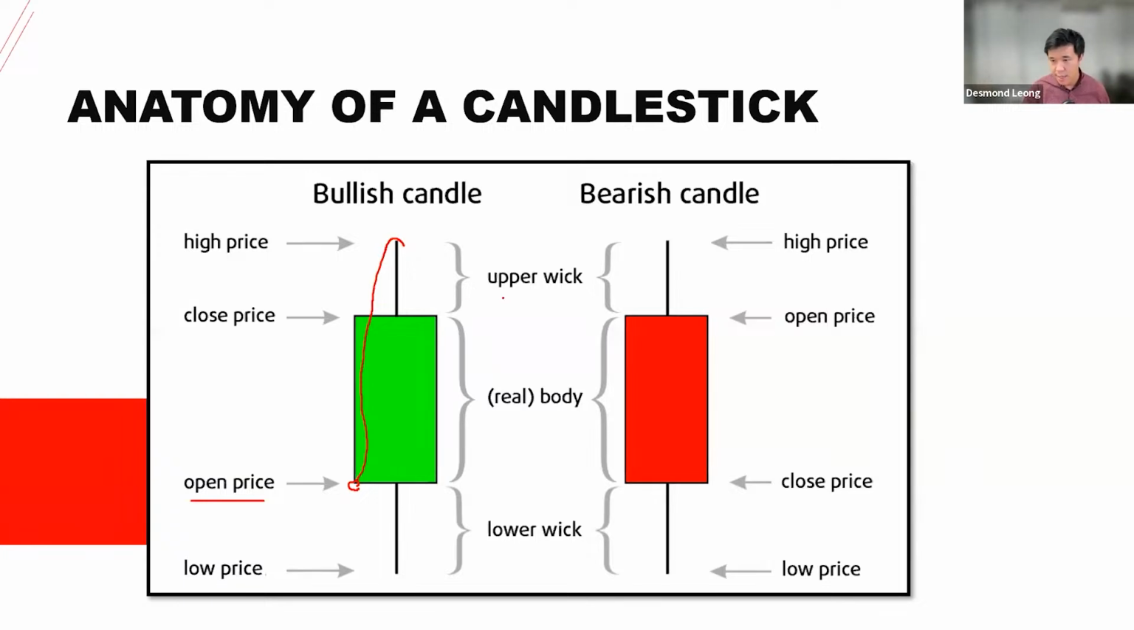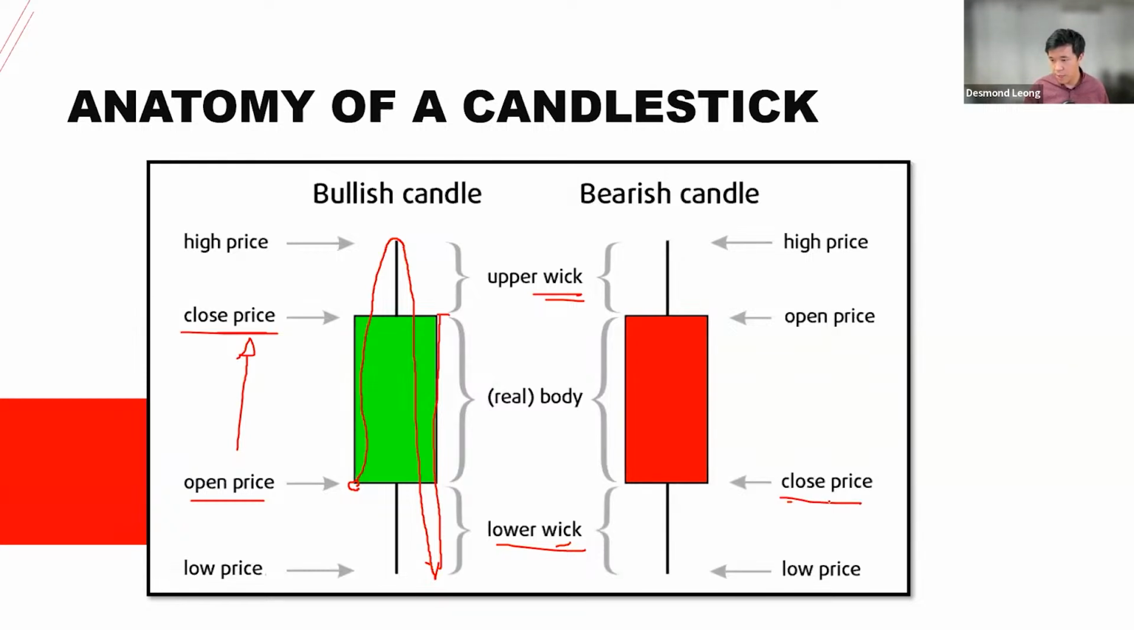So you notice there's this thing called the wick, or some people call it the shadow. That's where it goes all the way to the top, then it comes all the way to the bottom. Price comes all the way to the bottom, so that's where there's a lower wick. And then it comes all the way to the top and it closes over here. So if the closing price is above the open price, it's a bullish candle. It's green.